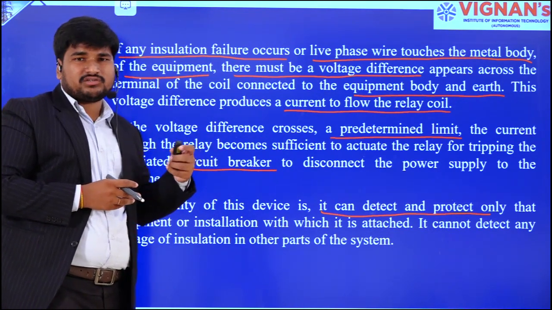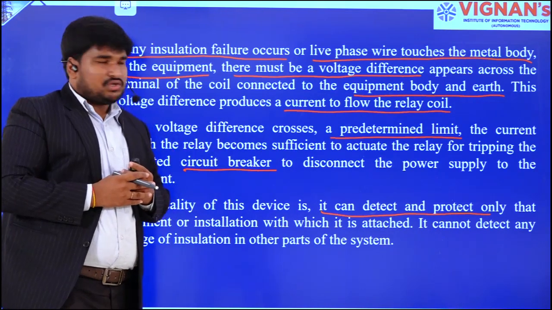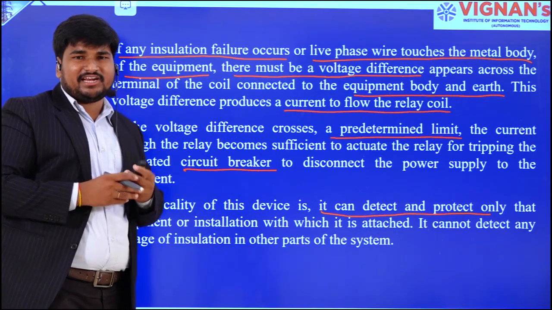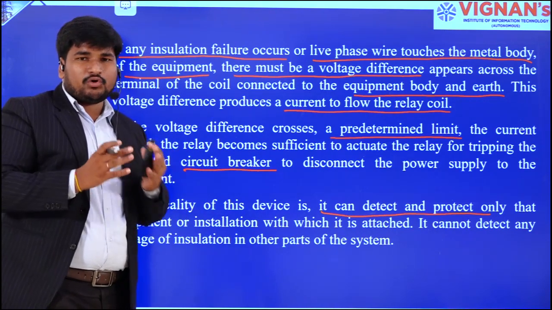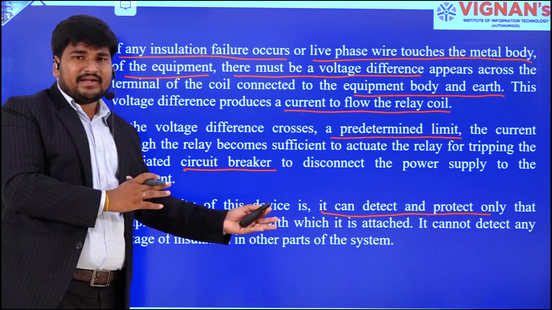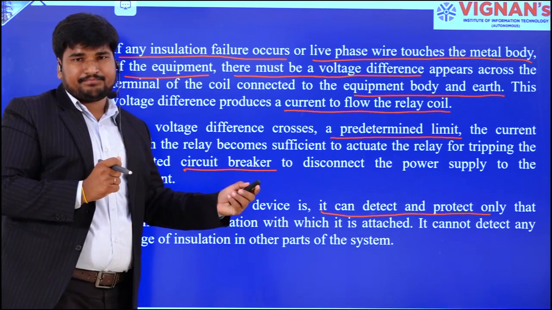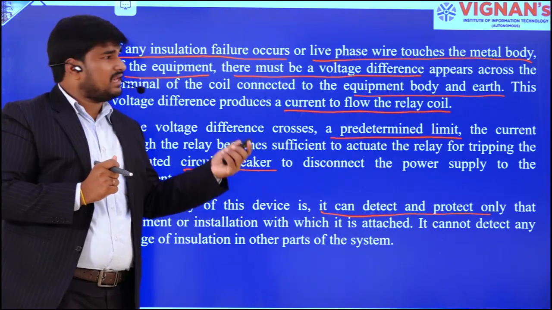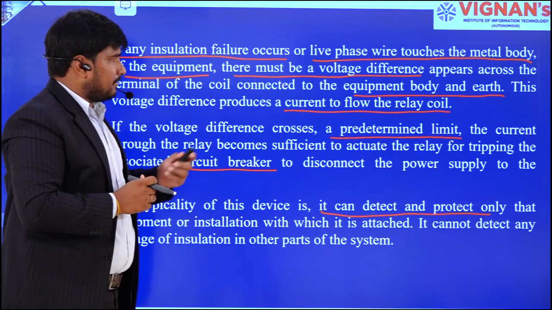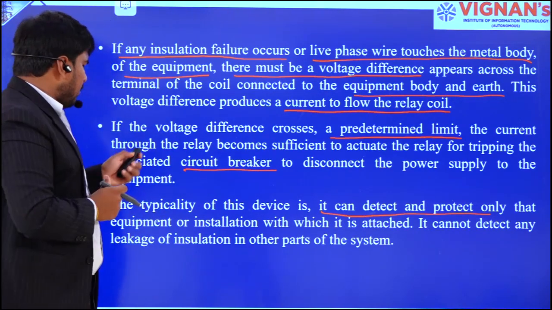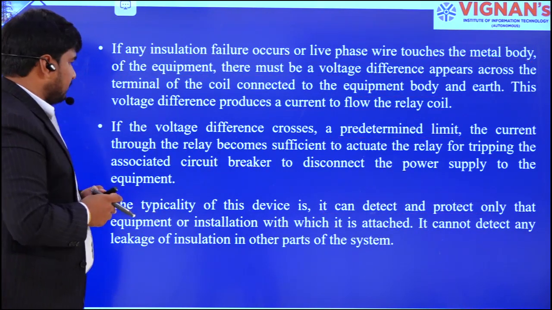Okay, insulation failures of any other equipment. So this will be because of voltage earth leakage circuit breaker, it will provide protection only for the same equipment which we connect to the terminal of body or metal body. Right. So this is about voltage earth leakage circuit breaker.